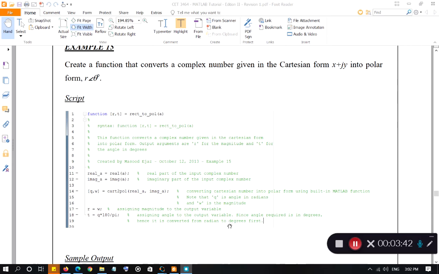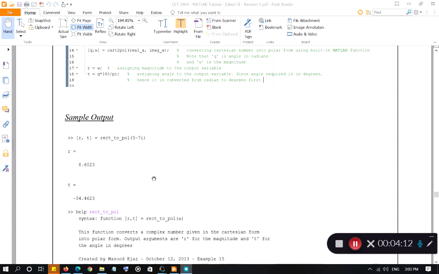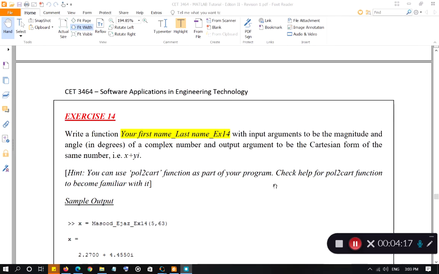So this is a function that will convert any input complex number given in rectangular form, and it is going to give you the equivalent value in polar form. That is going to give you two variables: magnitude of the number in polar form and angle of the number in polar form, and the angle will be in degrees. So check out the sample output, make sure you create this function, and then check it yourself to see if everything is working. Alright, the first exercise, exercise 14.